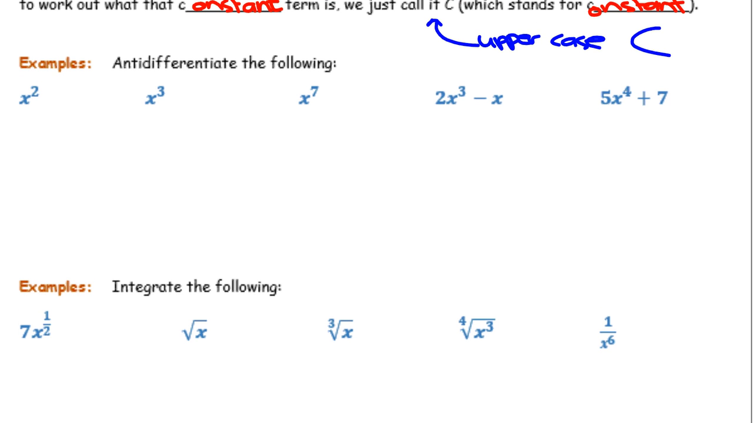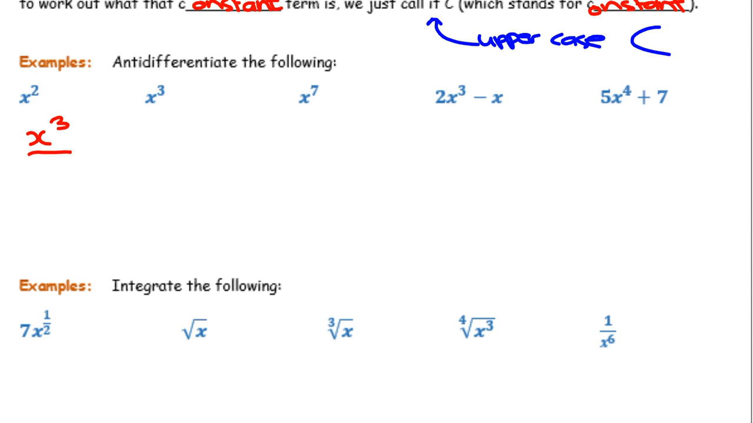Anti-differentiate the following. Try to think what the reverse step would be. If the answer to differentiating was x squared, what would have been the exponent on x in the original? x cubed, yep. So you need to add 1 to the exponent. But if you differentiated x cubed, you would have gotten 3x squared, wouldn't you? So what should we put it over so that the 3 will cancel out? Over 3, yeah.